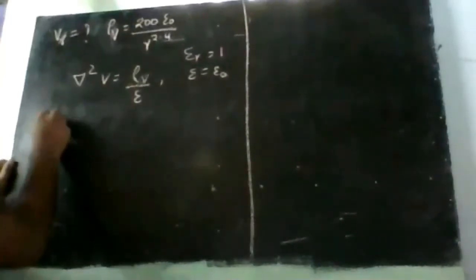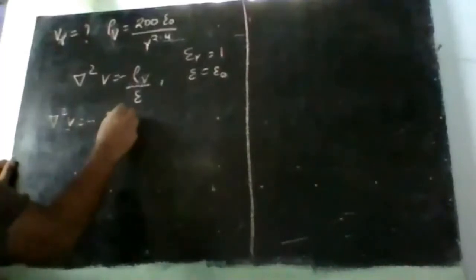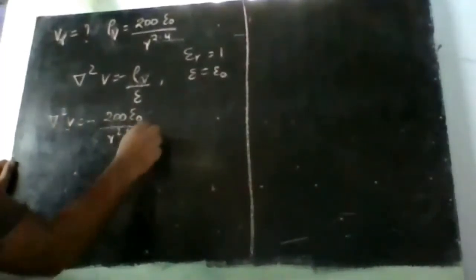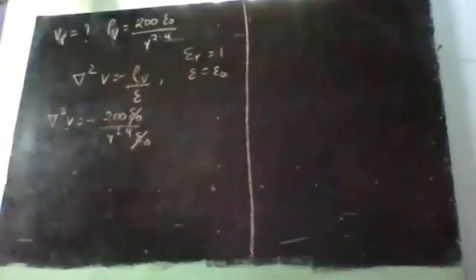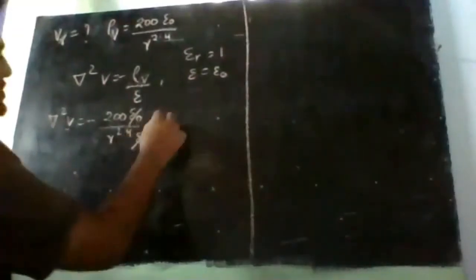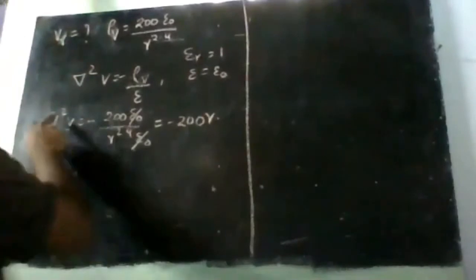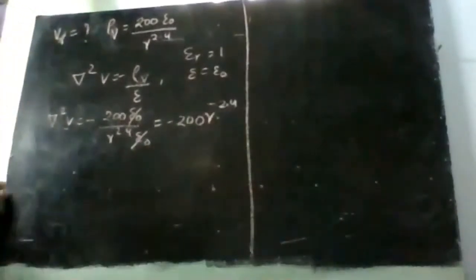Now substituting the rho v value here, del square V is equal to minus 200 epsilon naught divided by r power 2.4 into epsilon naught. So epsilon naught gets cancelled, and this is equal to minus 200 into r power minus 2.4.